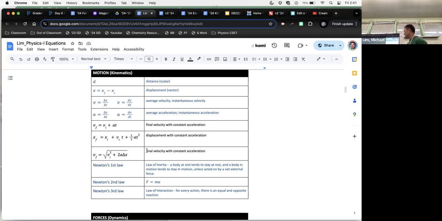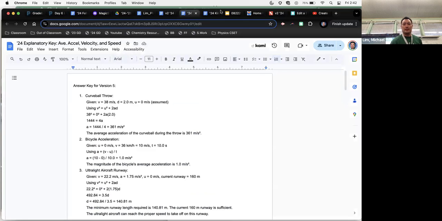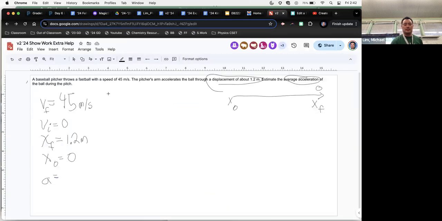We have these four. Now, one of those four, are you looking at your paper? One of these four doesn't have T. And that's how you know which equation to use. So which of those four does not have T? The fourth one. So we're going to write that down. That's the one we use for physics today.